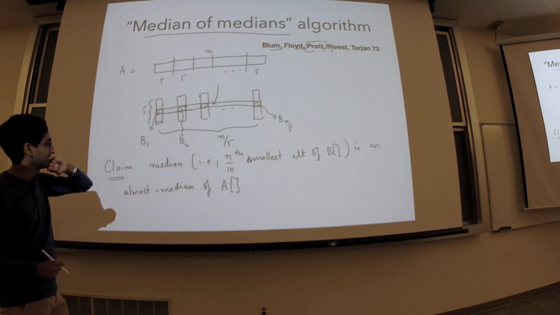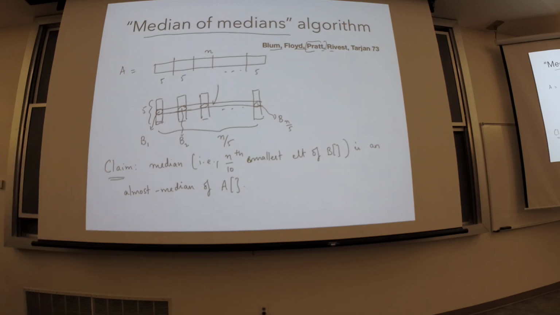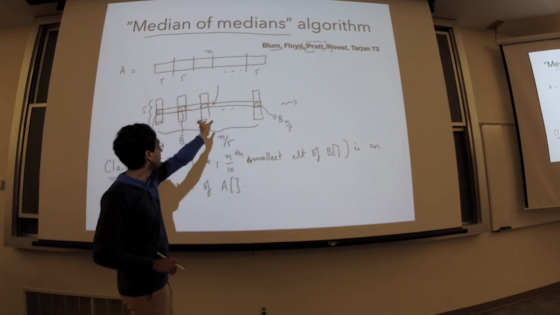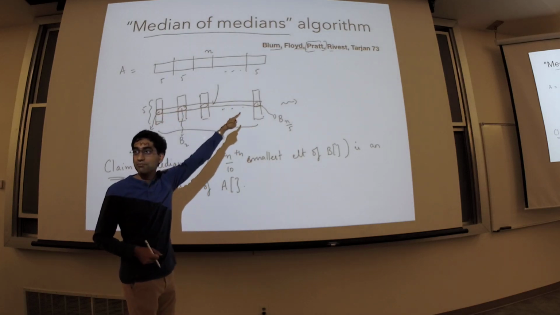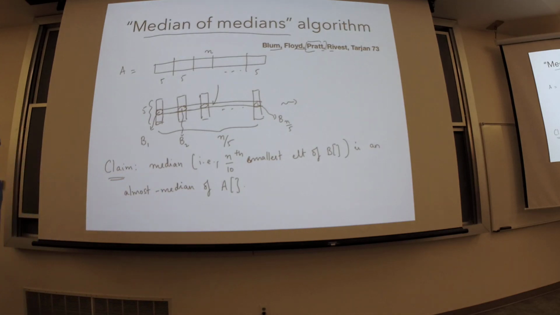So the claim is the n by 10th smallest element of P is an almost median of P. And the nicest way to see this is again by picture. Imagine I were to sort these blocks by the corresponding B element. So imagine sorting the B's. You don't actually do it, but just imagine sorting them. Then you would have a set of blocks, and the middle element that you found here is the median of this B. So let's call this number X. So this would be X.